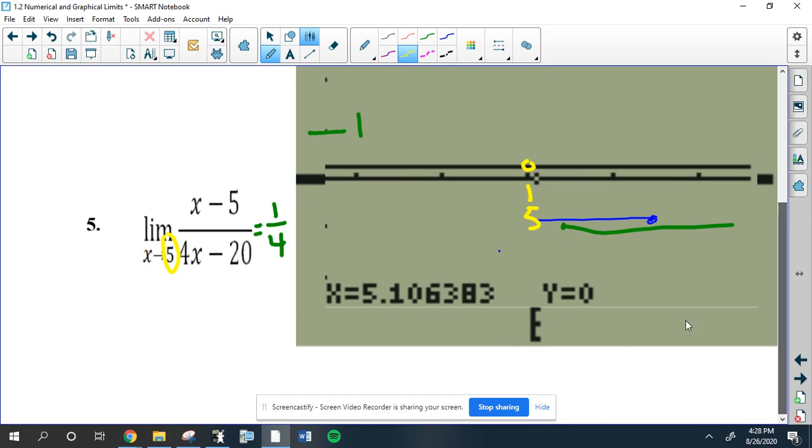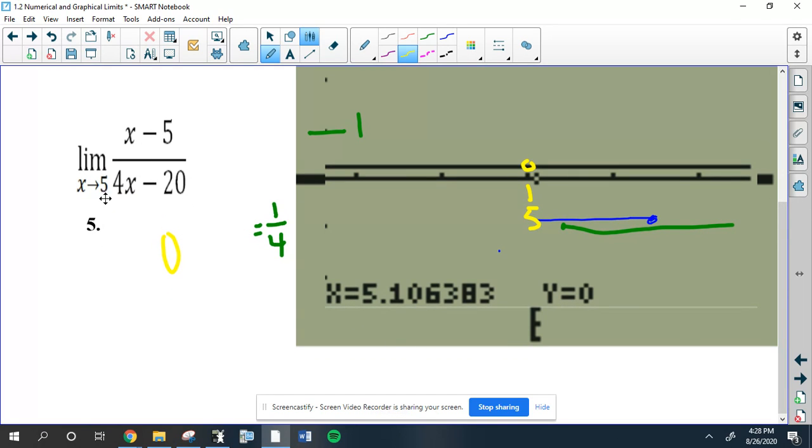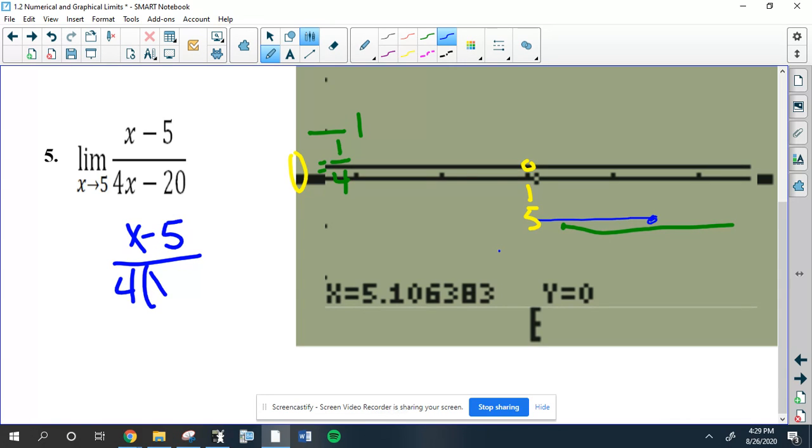So before I end this video, I want to show you one more thing. And maybe some of you have figured this out already. Maybe if you've paused this video, which would be a good thing to do while you're watching these, you looked at this function more deeply. But the function x minus 5 over 4x minus 20 can be factored and simplified. So this does equal 1/4 everywhere. So 1/4 would be the same limit.